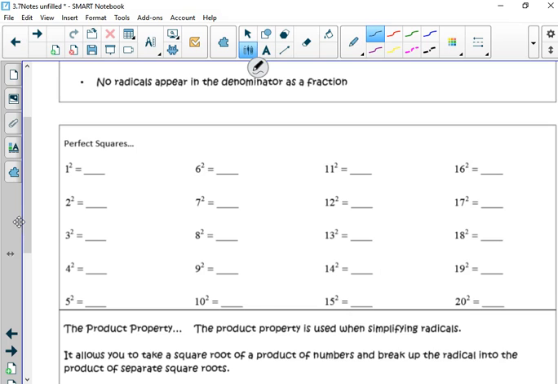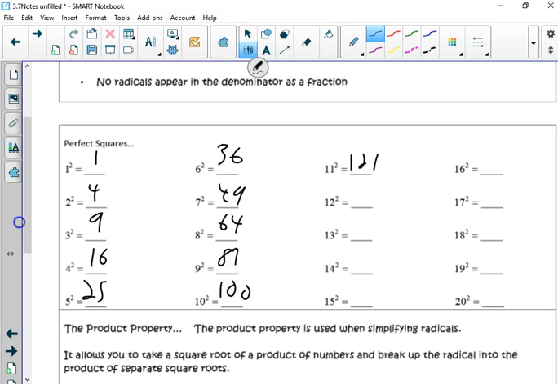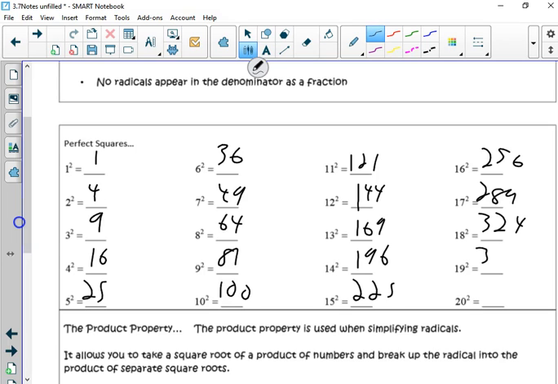Okay, so we're going to write out the perfect squares up to 400. So that's 1, 4, 9, 16, 25, 36, 49, 64, 81, 100, 121, 144, 169, 196, 225, 256, 289, 324, 361, and 400.